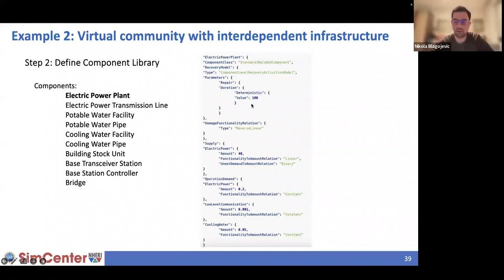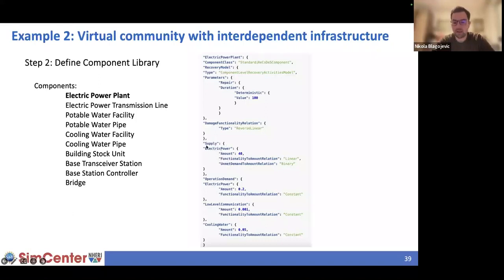Time step is something that you need to define for yourself. In most of our examples, time step is a day. And then you define the damage functionality relation. So how is the damage level of this component going to relate to its functionality? In this case, we have a reverse linear relation, which means that as damage goes down at every time step due to repairs, the functionality linearly increases. And then this functionality is going to affect the supply and the demand of the component, which you define next.